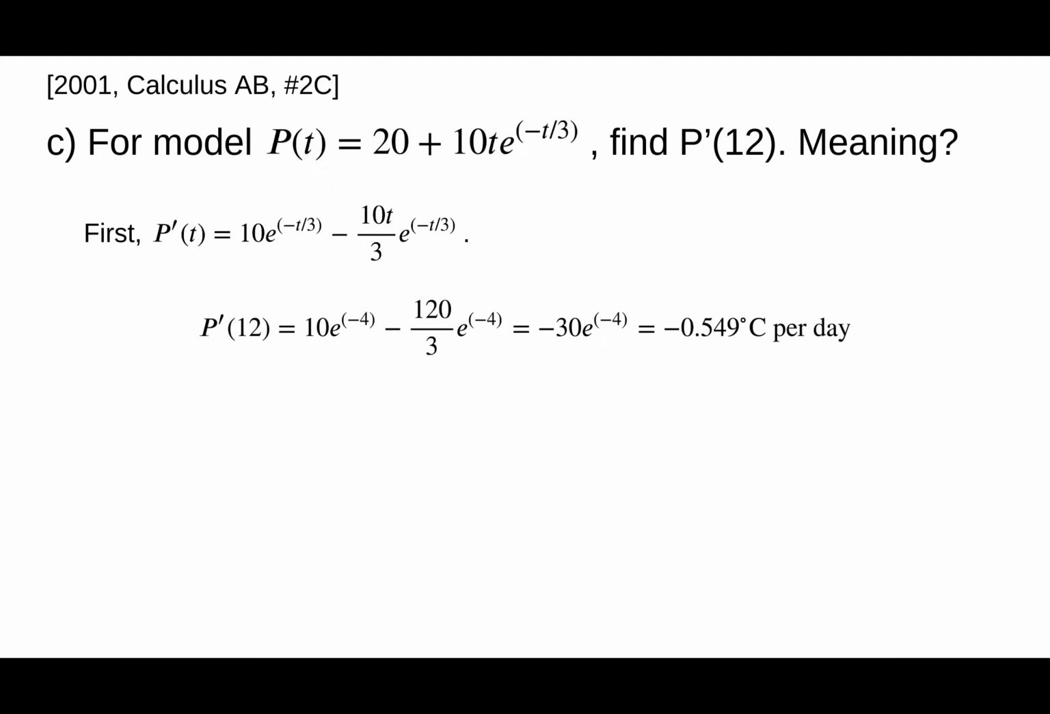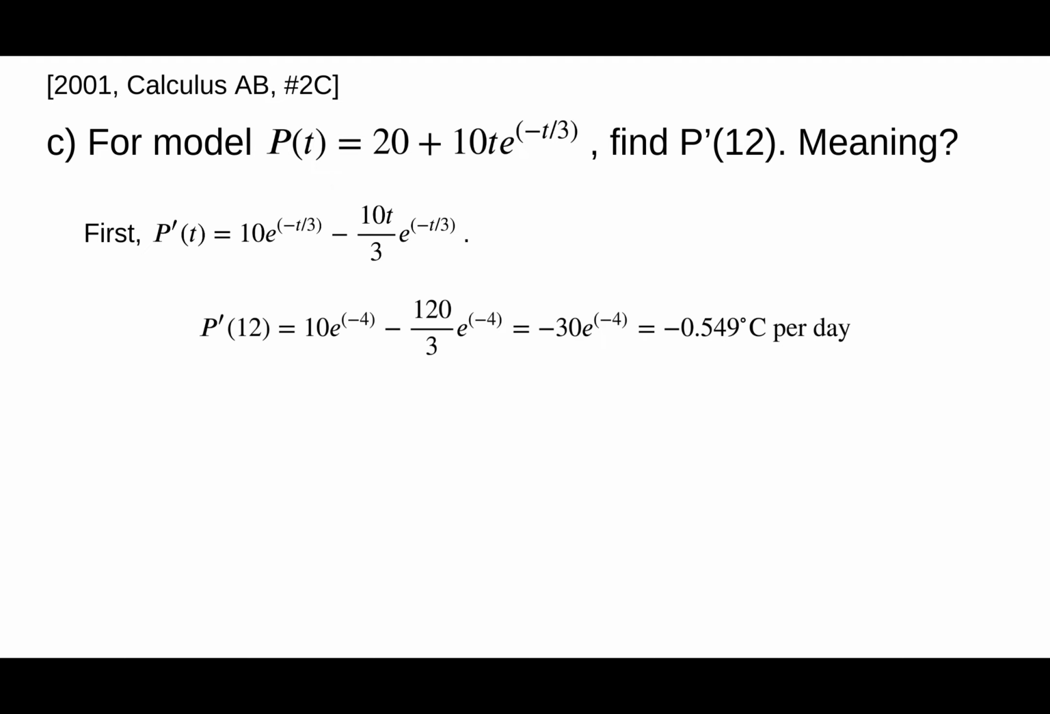And then if we want to evaluate P prime at 12, we just plug in 12 for t, and this would simplify a little bit. The t over 3 is going to be 4, so we have 10 e to the minus 4 minus 40 e to the minus 4, which is negative 30 e to the minus 4. And again, this is a calculator question. You could have a decimal for this. You could plug this into your calculator and get negative 0.549 degrees Celsius per day.